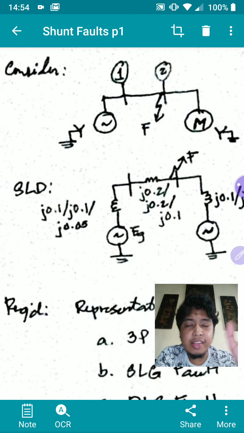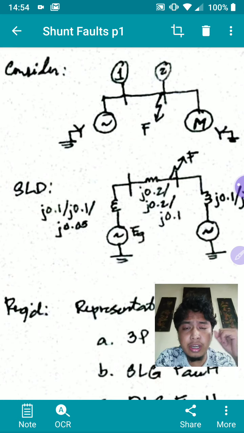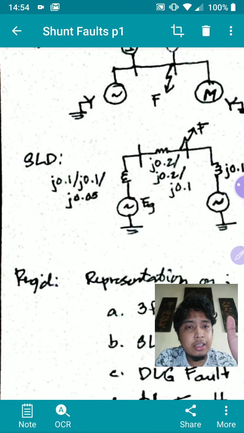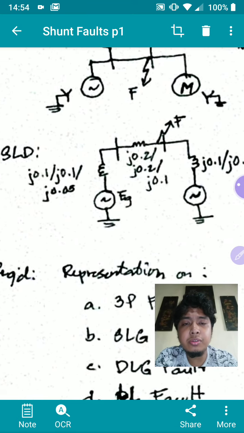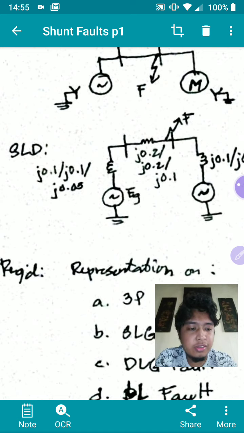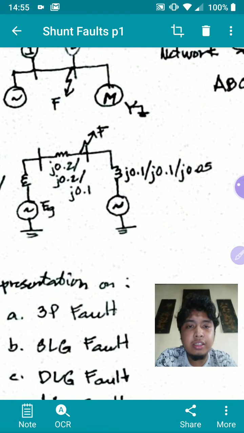I took the liberty of assigning my impedances to form the impedance diagram. As you can see, every element has three impedances to represent the three impedance networks: the positive sequence, the negative sequence, and the zero sequence network. Each impedance here is given in that order. For the generator, the positive sequence impedance is 0.1, 0.1 for the negative sequence, 0.05 for the zero sequence. That's why it's given in sets of three.